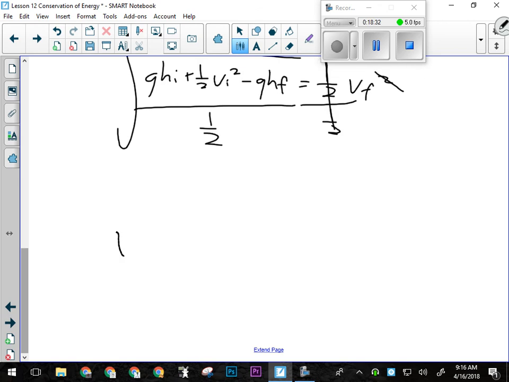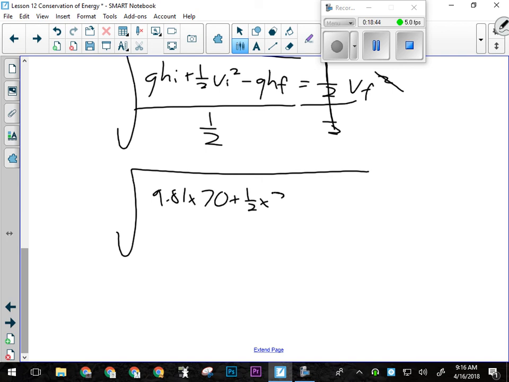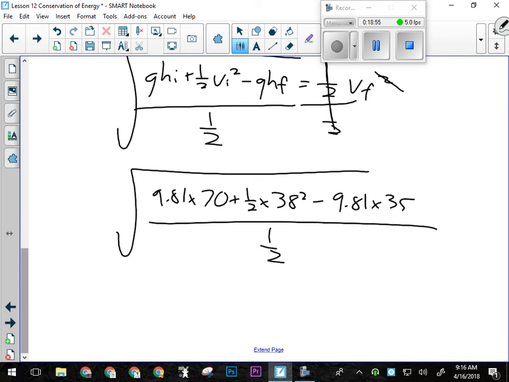Now I can plug in my numbers. 9.81 times 70 meters, that was our initial height, plus 1/2 times, he was moving at 38, right? 38 squared, minus 9.81 times 35 meters, the final height, divided by 1/2. That should give us our VF.